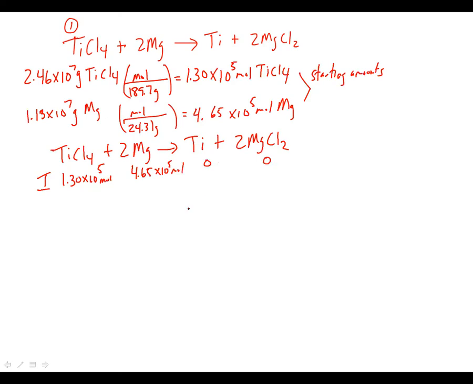A reminder that when we get to the change part, we're going to represent that with an X. We're going to assume that the reaction is going to the right. So this is going to be minus X. It's 1 because the coefficient here is 1. The coefficient here, though, is 2, so we're going to do minus 2X. The coefficient here is 1, so we're going to do plus X on the product side because it should be increasing with time. The coefficient here is 2, so plus 2X on the product side because it's increasing.